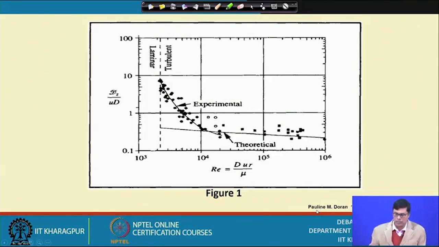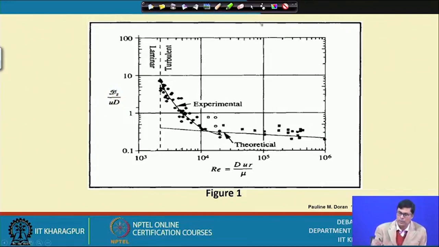Now, one thing is that if you know the Reynolds number, then we can find out the respective value of Dz by u d. Now, what is Dz? It is the axial dispersion coefficient, am I right? u is the velocity of the fluid and d is the diameter of the tube. So, you can easily find this out.